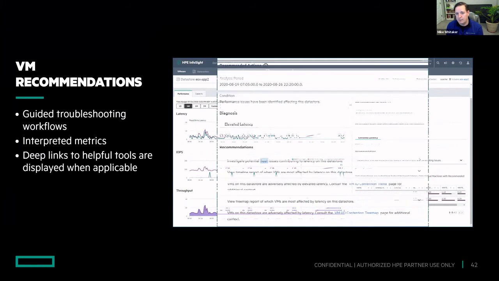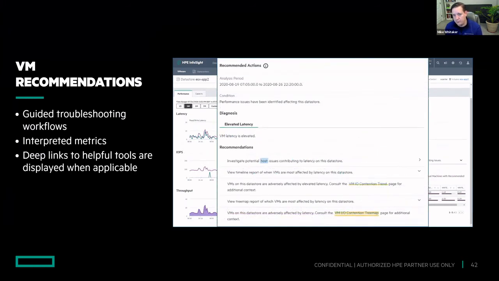There are absolutely guided troubleshooting workflows. There are suggestions to be made. There are additional links in just about every page to send you to a graph, to send you to more information related to exactly what it is you're looking at.